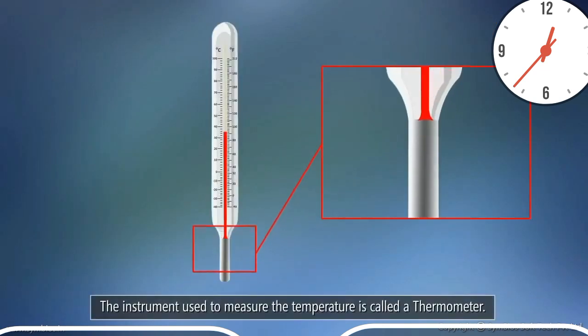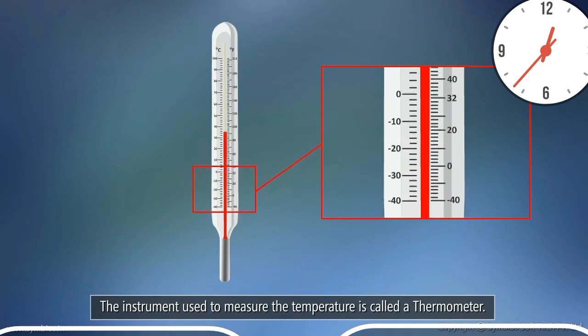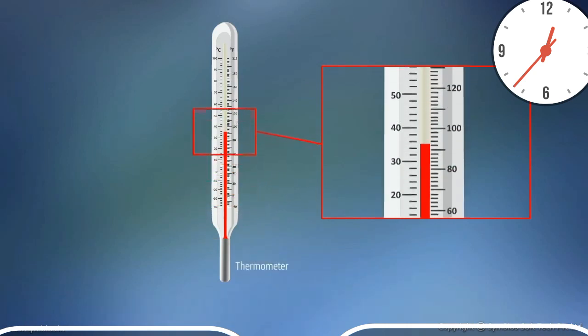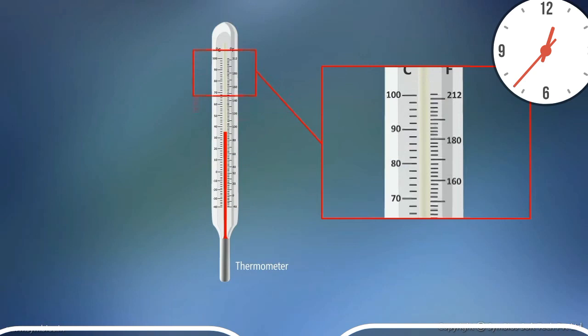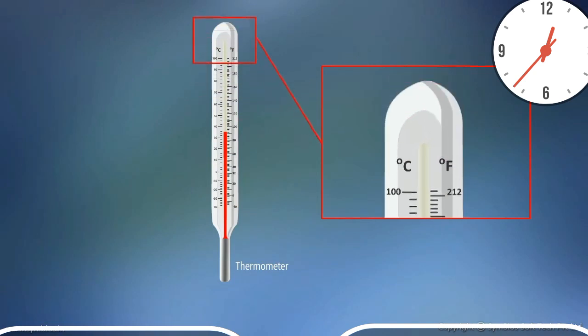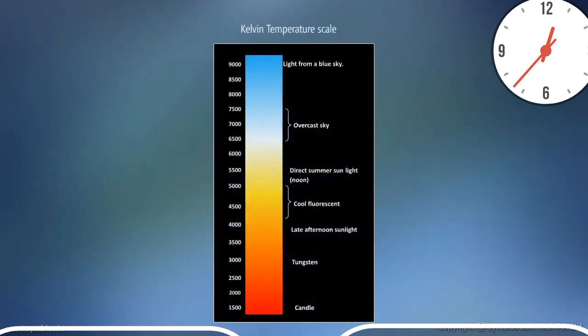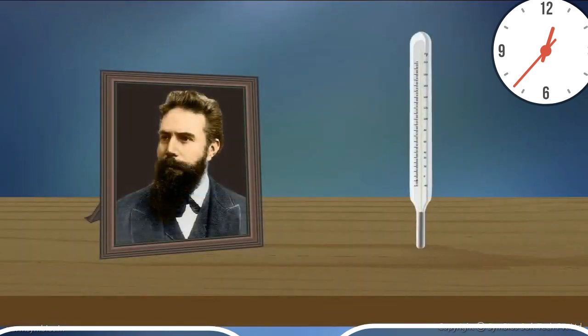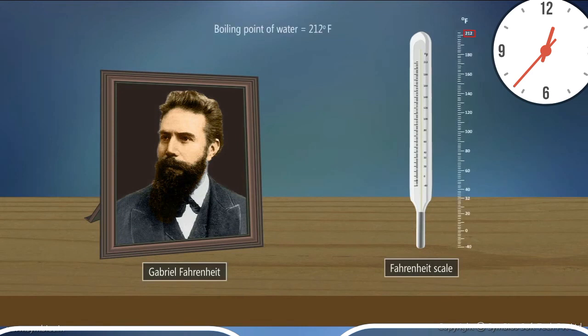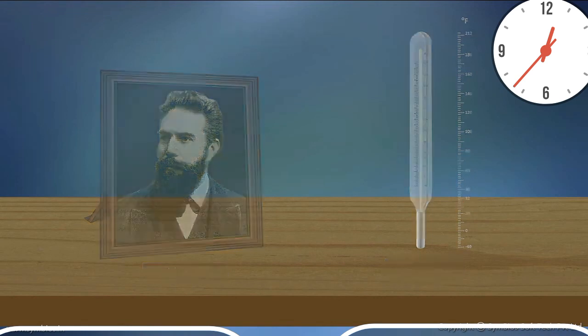The instrument used to measure the temperature is called a thermometer, and the scale most commonly used to measure the temperature is either Fahrenheit or Celsius. The Kelvin temperature scale is also used, but mostly for scientific work. In the early years of the 18th century, the Fahrenheit scale was invented by Gabriel Fahrenheit. He set the boiling point of water at 212 degrees Fahrenheit and the freezing point at 32 degrees Fahrenheit. These 2 points created the anchors for his scale.